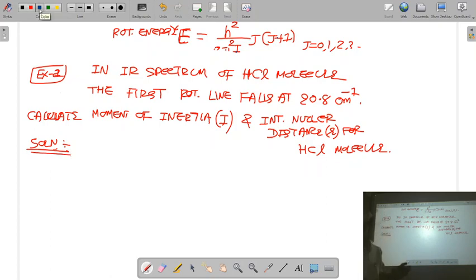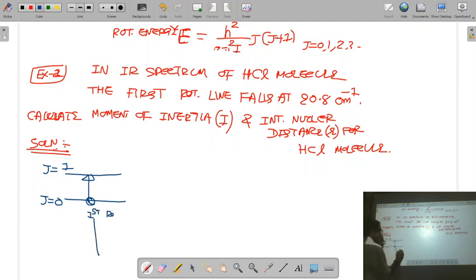You should know how the first rotational line is obtained. You know very well that when the molecule makes a transition from J equal to 0 level to J equal to 1 level, we get the first rotational line. The second rotational line is obtained when the molecule makes a transition from J equal to 1 level to J equal to 2 level.